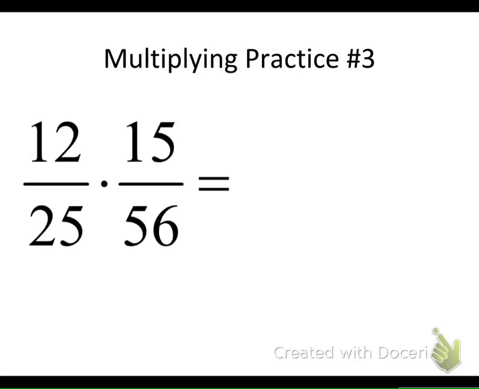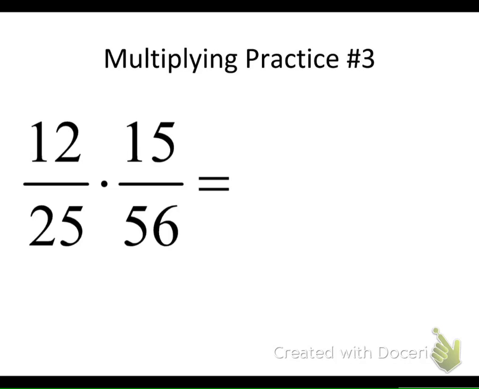So step 1, reduce any numerator with any denominator. So I'm going to come to 12 and 25. The numbers I always check to see if I can reduce by are 2, 3, and 5. Are both of these numbers divisible by 2? No, because they're not even numbers. Are both of these numbers divisible by 3? By 5? No. So then I go to my next numerator and denominator.